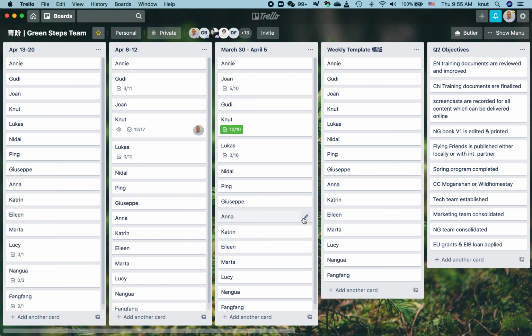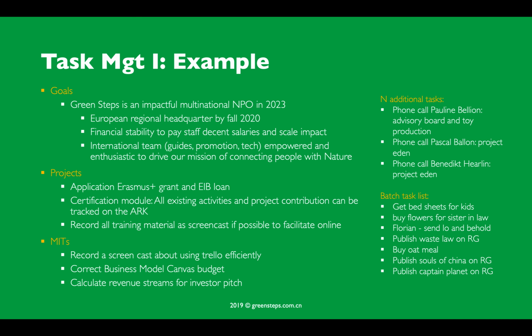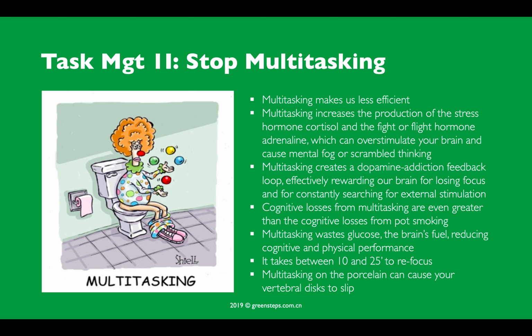I really hope that this greatly improves our productivity and makes it possible that we also complete complicated projects like the Nature Guidebook. So I would like to go back now to this presentation. There are a few more slides which all are connected with Trello and getting things done.